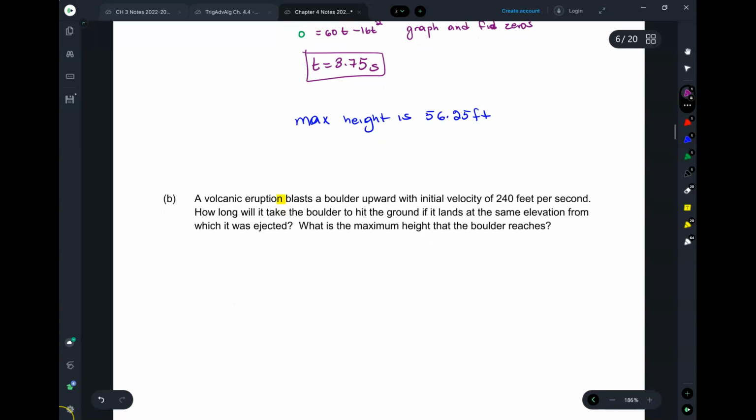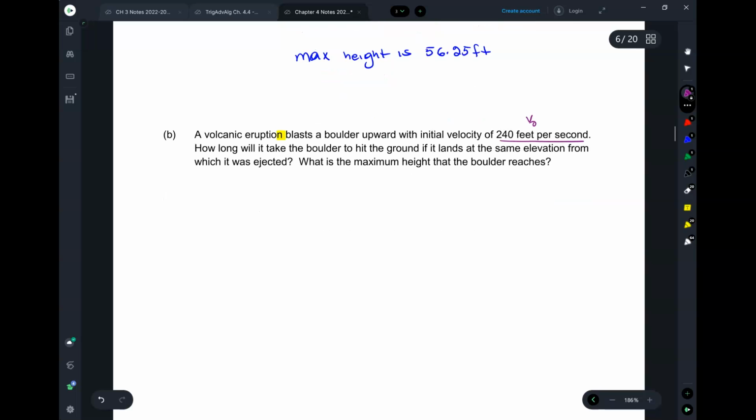A volcanic eruption blasts a boulder upward with initial velocity of 240 feet per second. Again, we have V naught. How long will it take the boulder to hit the ground? If it lands at the same elevation from where it was ejected, what is the maximum height that the boulder reaches? So now V naught is 240. So what's h of t going to be?